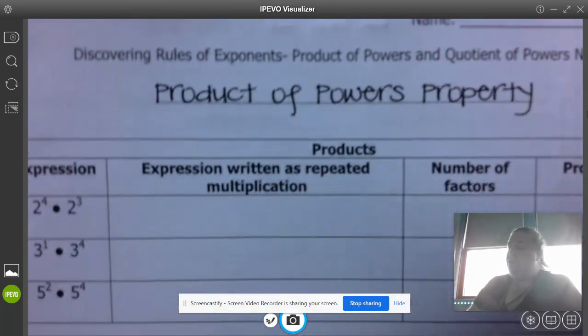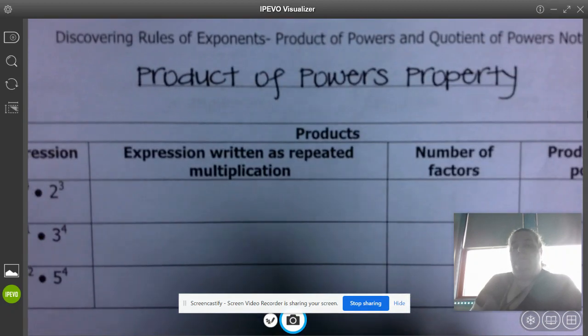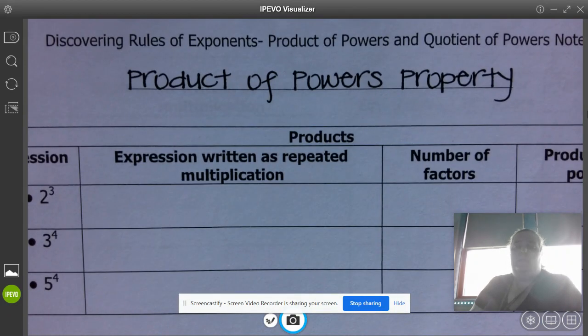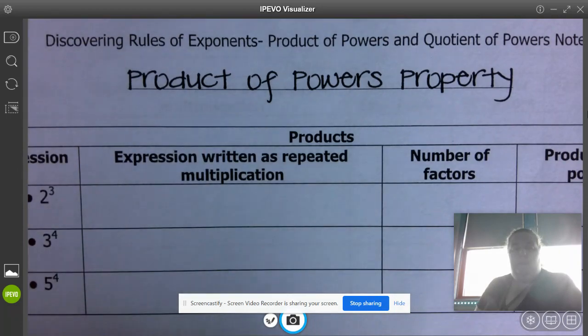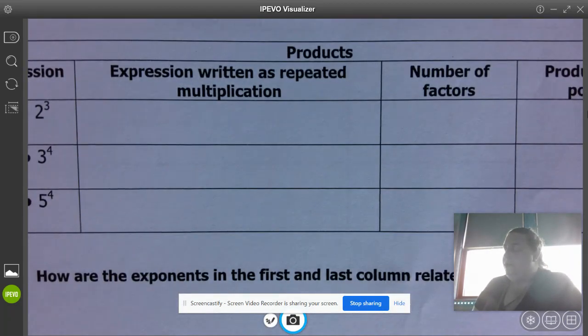Okay. So once again, we're discovering this rule, so I'm not telling you what it is. Math is all about finding patterns and then using them to make our lives easier and to help us solve more complex problems. So you're going to discover this on your own, but I'm going to get you started to hopefully help you see the pattern.